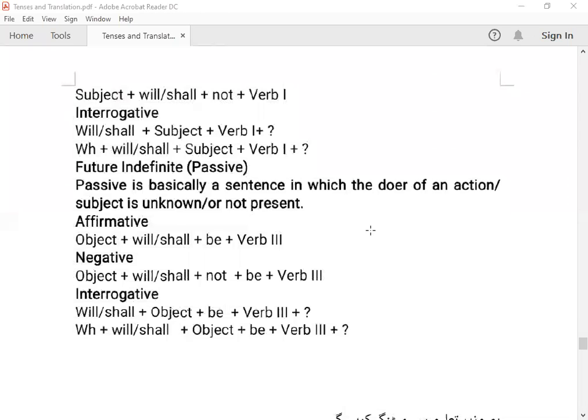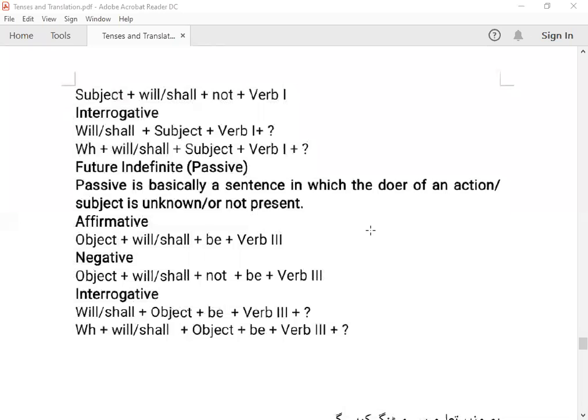So actually, in real, passive is always meant for those verbs that don't have the doer of an action, that don't have some subject in the beginning. Or even there is no subject at all in the sentence, that is in real way.